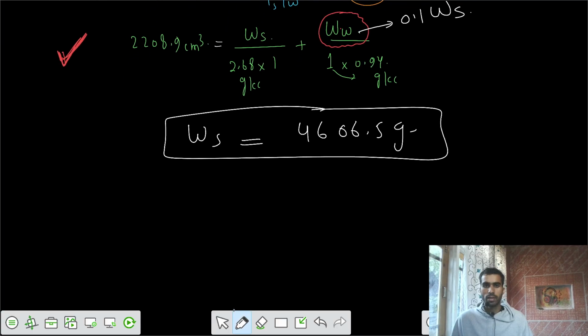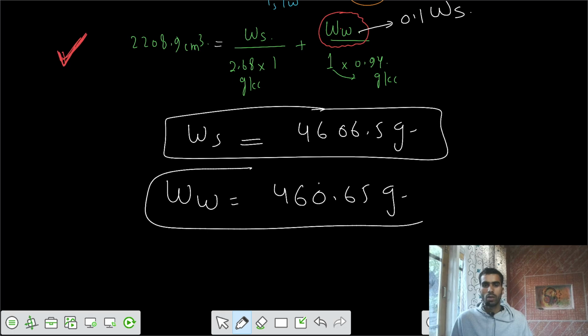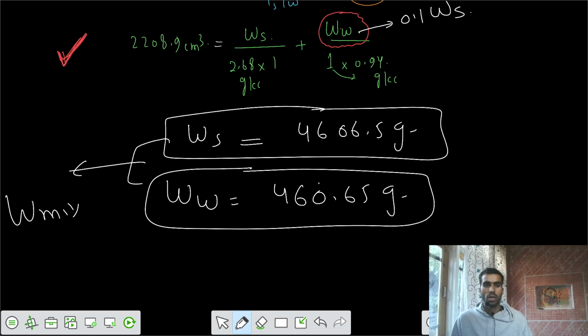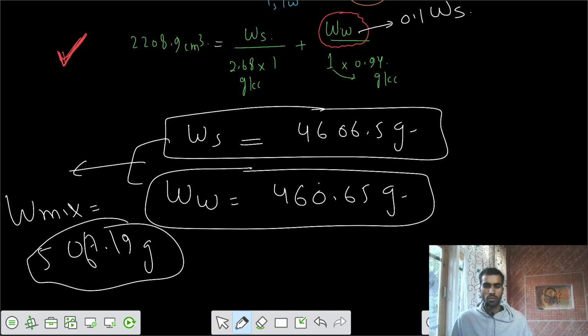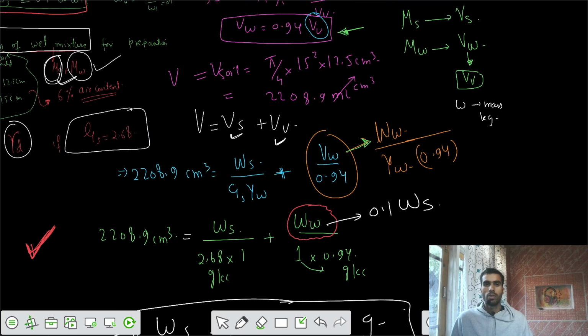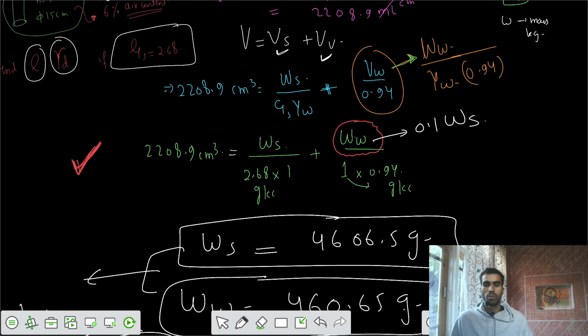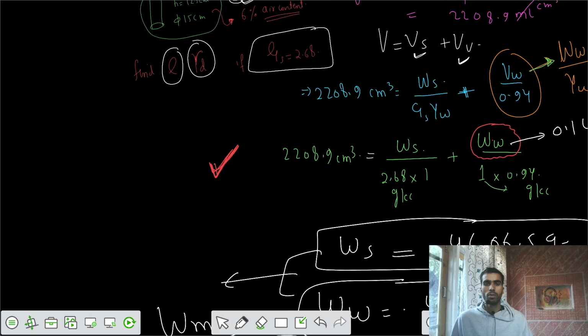And from that we can say the weight of the water would be 460.65 grams. So what is the weight of the mixture? The weight of the wet mixture is equal to the sum of the two, that is 5067.19 grams. This is the weight of the mixture for that particular volume of 2208.9 cm³. So we got one of the parts here.